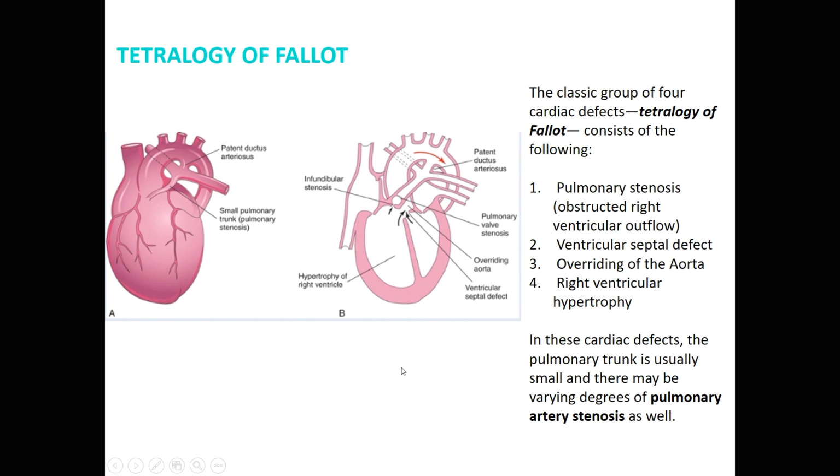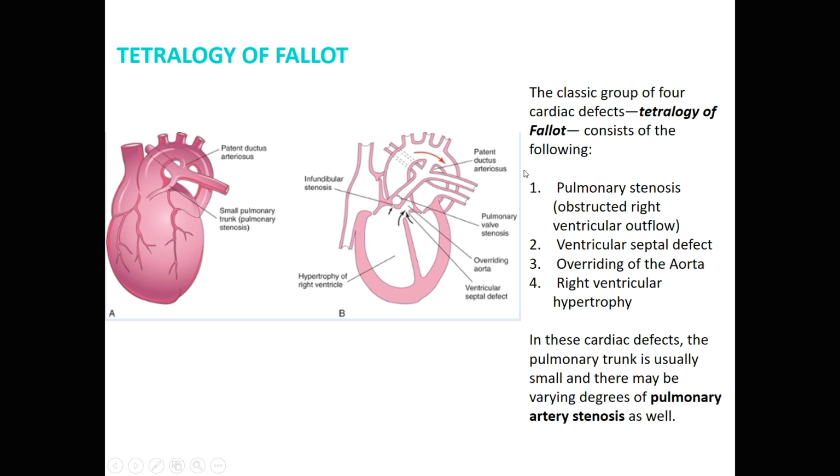The next is going to be Tetralogy of Fallot. So tetra means you have 4 things that arise. These 4 are listed here: pulmonary stenosis, ventricular septal defect, overriding of the aorta, and right ventricle hypertrophy. So let's go into a little bit of detail, a description of what on earth those terms mean.